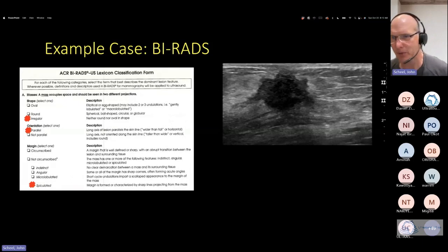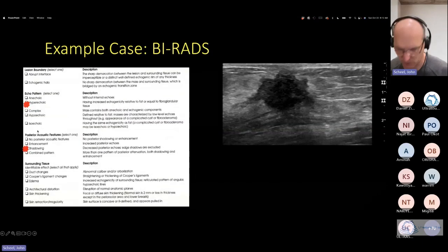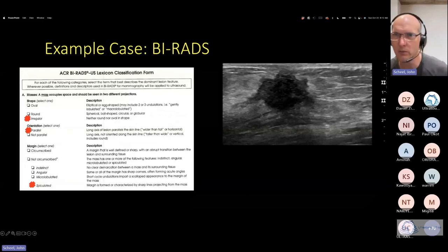So here's an example of the case. Here's the mass that we found, and we're going to go through the BI-RADS, and so that's irregular because it's neither round nor oval in shape. It's parallel, so its long axis is wider than tall. It's spiculated, so its margins are spiculated. You can see that here with their kind of razors. They look like little teeth coming out.